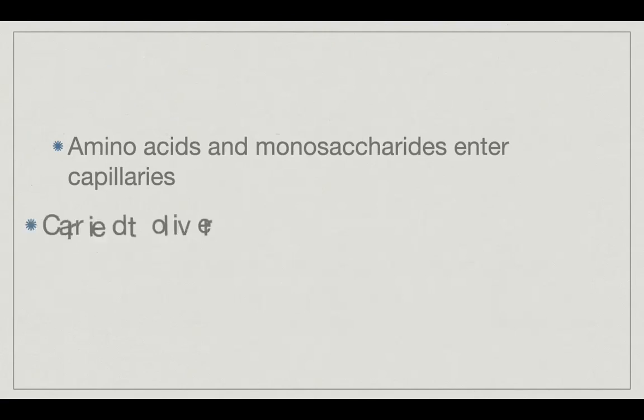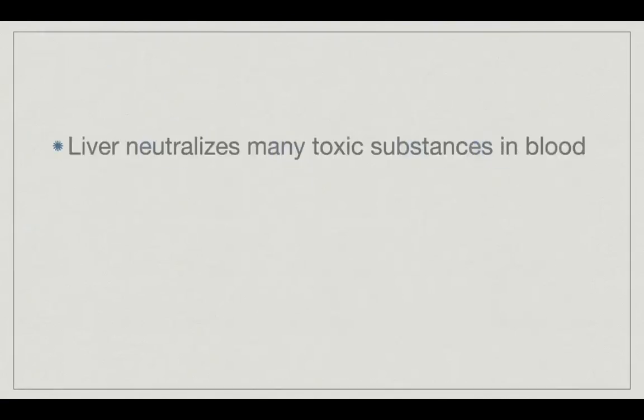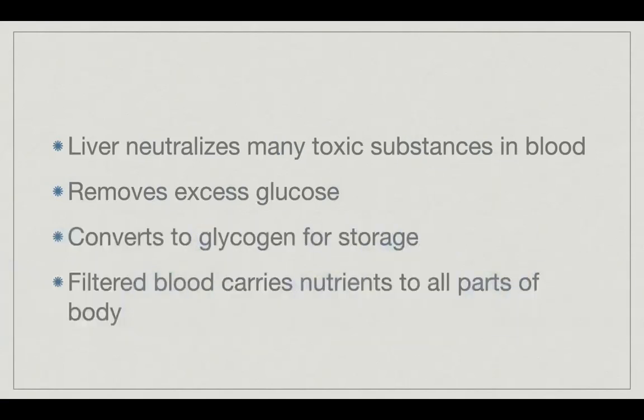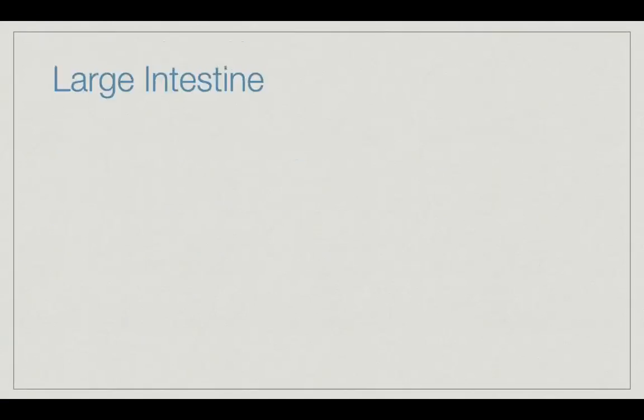So as I said, amino acids and glucose are going to enter the capillaries. They're going to go to the liver. The liver, as I said before, neutralizes toxic substances in the blood. It's going to remove any excess glucose, which will be converted to glycogen. The filtered blood is then going to carry the nutrients to all parts of the body.